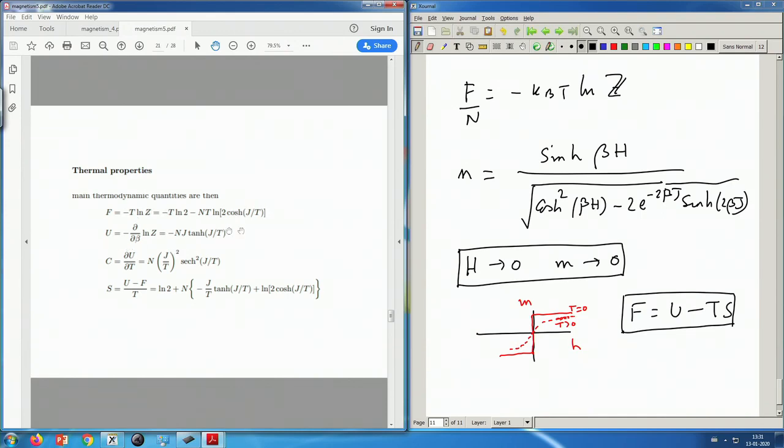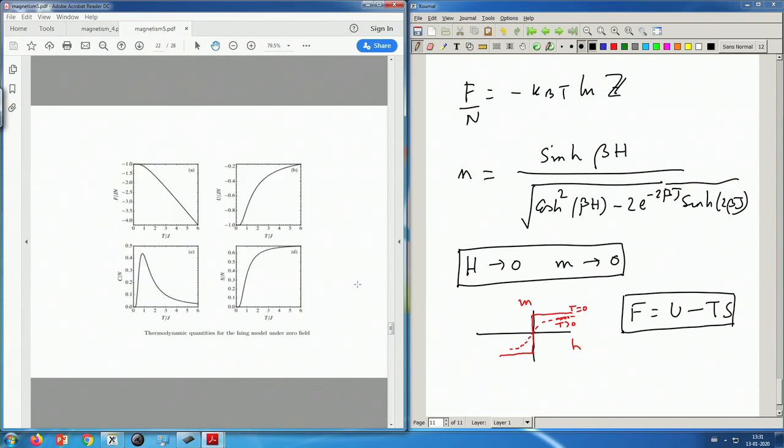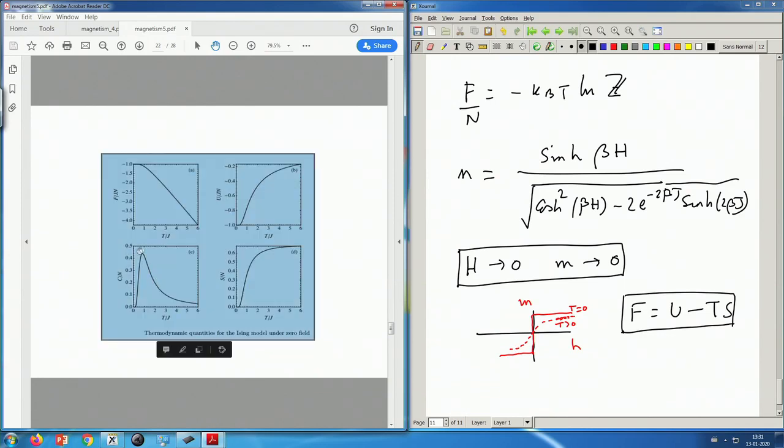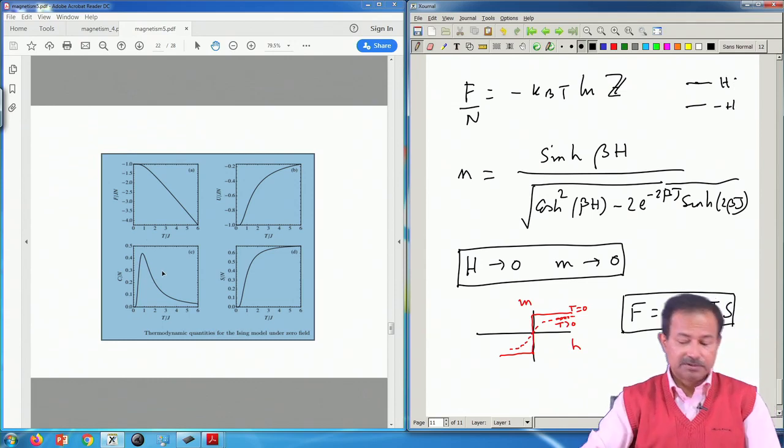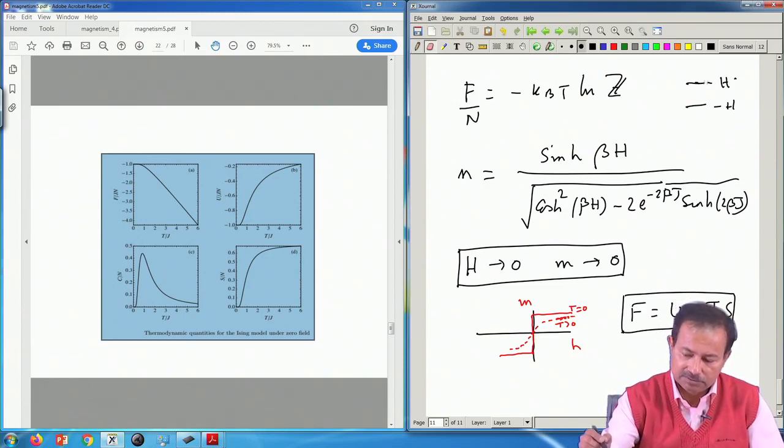You can calculate free energy, internal energy, specific heat, entropy, everything, because these are all exact results. This is how it looks. Remember this specific heat curve, which again looks like a Schottky anomaly, because you have a two-level system, with plus h times s, so plus h and minus h, g mu B, for spin up and spin down. So, again at some scale of temperature there will be a peak. That is what is happening. And then of course, it falls off.